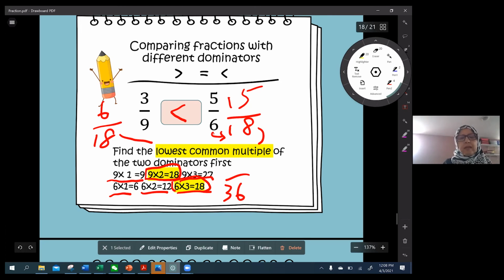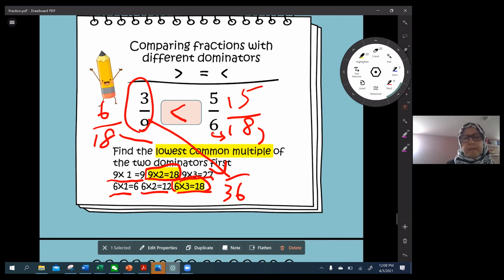Like 5 times 6? No. For this one, if I want to turn 9 to 36, 9 times 4 equals 36. So 3 times 4 equals 12. So yes, I can use 36 because 36 is a multiple of 6 as well, right? Okay, yes. There's nothing wrong.